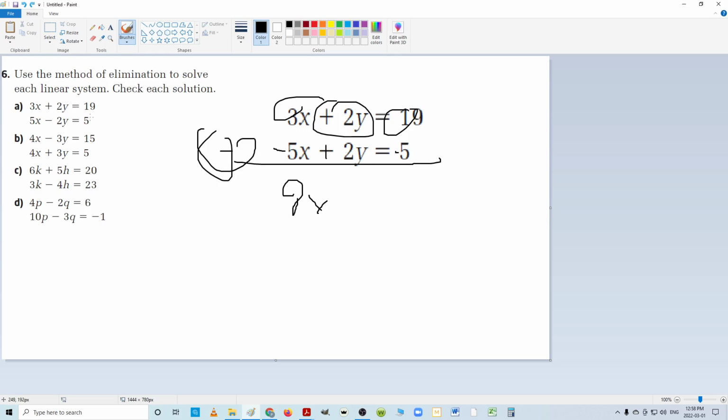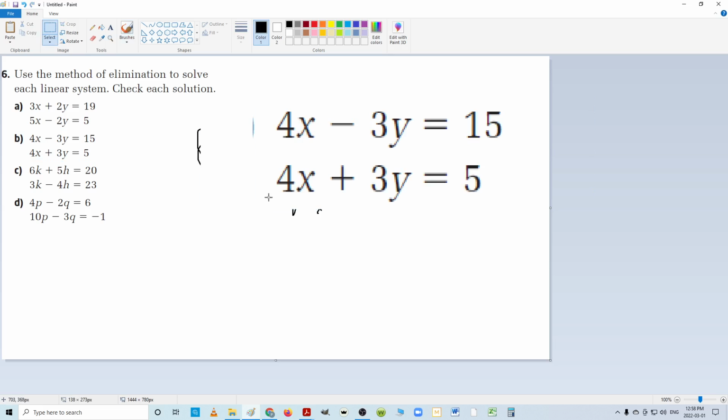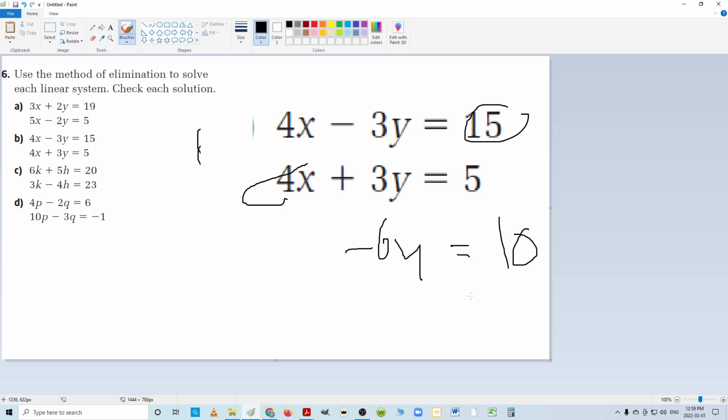Each of these is used the same way. I want you to notice that these already match. Right? You got 4x and 4x. So just subtract top and bottom. 4x minus 4x is 0. Minus 3y minus 3y is minus 6y. 15 minus minus 5 is 10. So you now have y is equal to negative, you always put the negative up top, 10 over 6, and simplify, that's negative 5 over 3.